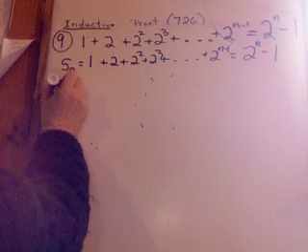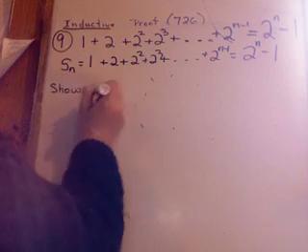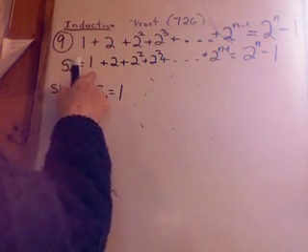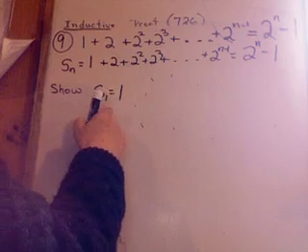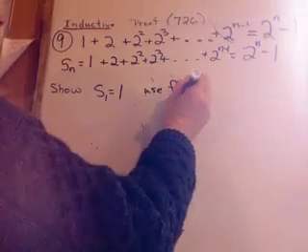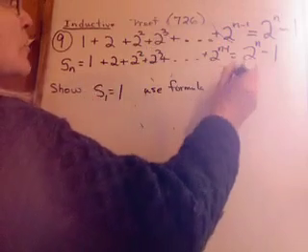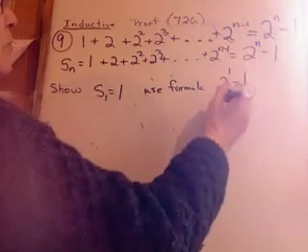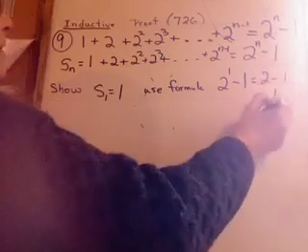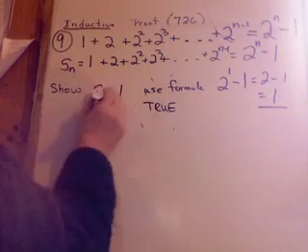First, show that the first term is true, or the sum of the first term. So, S of 1 equals 1, right? The sum of the first term is just 1, because the first term is 1. And then use the formula. So use the formula for one term and see if you also get 1. So this means 2 to the 1 minus 1. 2 to the 1 is 2, so that's 2 minus 1. Well, that equals 1. So, that's true. It's true for the first term.